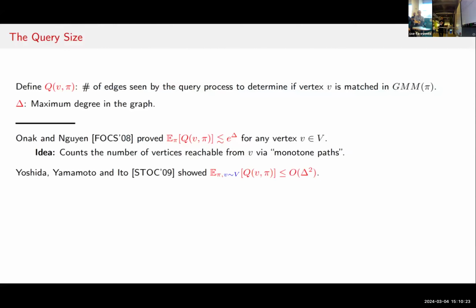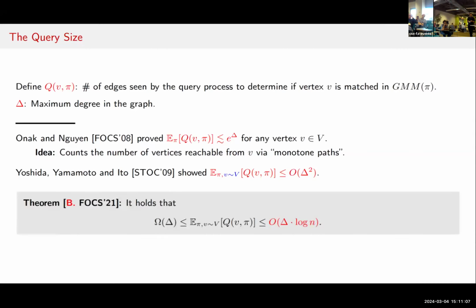And a year later, Yoshida, Yamamoto, and Ito in STOC 2009, with an ingenious analysis, significantly improved this to polynomial, like delta squared, with an extra assumption. They use the fact that the starting vertex is random. If you use the fact that the starting vertex is random, they were able to prove an upper bound of delta squared. In our application, the starting vertex is going to be random, so it's as good for our application. And this is nice because now we don't want delta to be necessarily constant. Even if delta is super constant, but just smaller than n, we'd get a subquadratic algorithm.